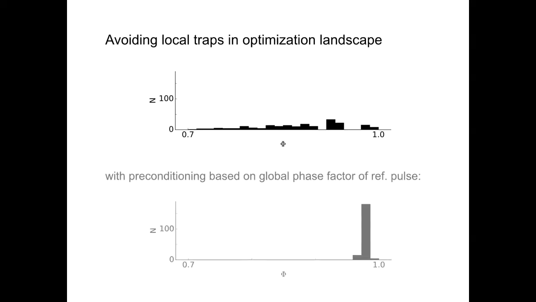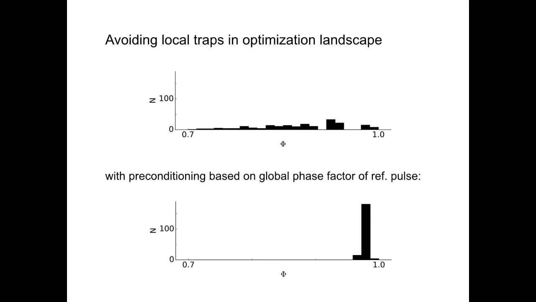Let me first show you that it can be fixed. We call this preconditioning. Basically, if you change your approach, now in 100 optimizations, basically nothing is trapped in these local maxima. Basically, this is related to the effect of the global phase factor.